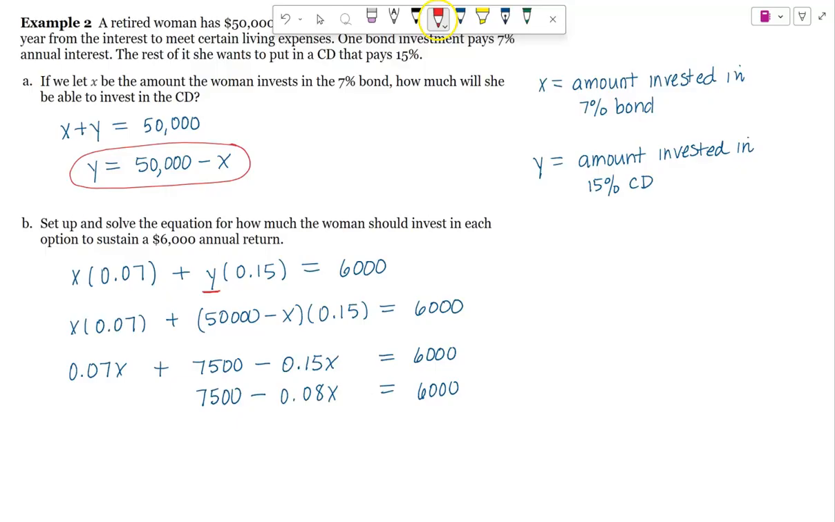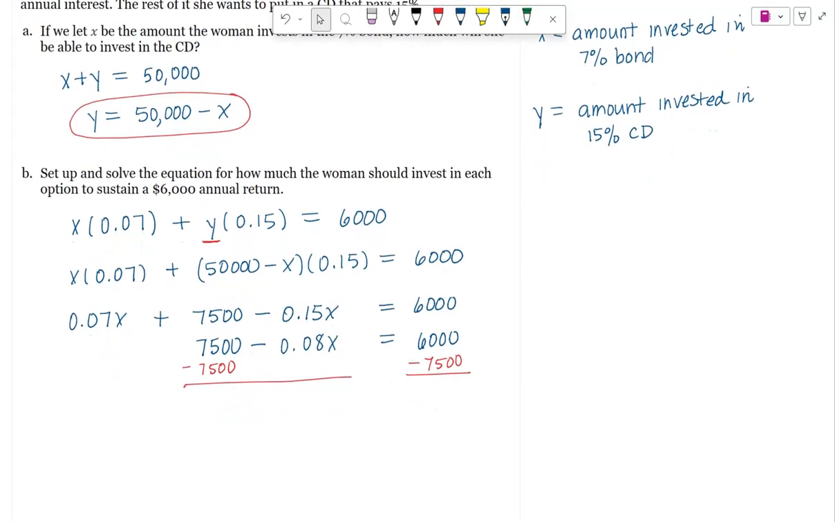And then if we subtract 7,500, we are going to get a negative number on the right, but we don't need to worry about it because you'll see we've got a negative number on the left as well, so those will cancel each other out. We're going to have negative 0.08x equals negative 1,500. And then if I divide both of these by negative 0.08, I will get that x is equal to 18,750.